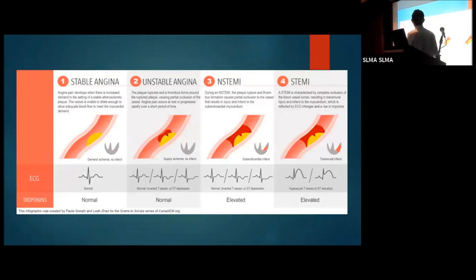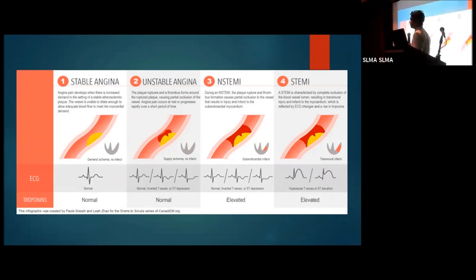As I mentioned earlier, in unstable angina, the plaque is very stable, and the ECG changes may not be very evident. In unstable angina, of course, because of the ischemia, you can have T inversions, ST depressions, and even normal ECG changes can be seen in unstable angina.